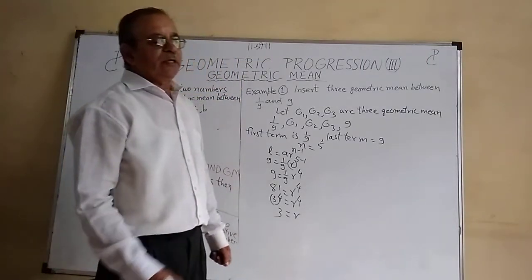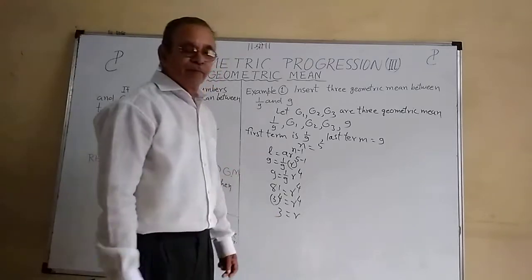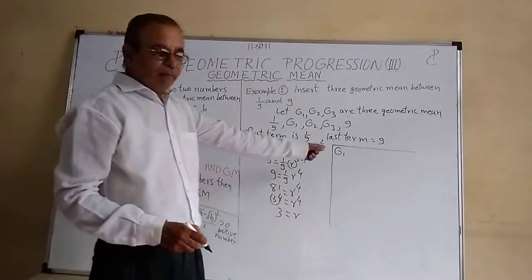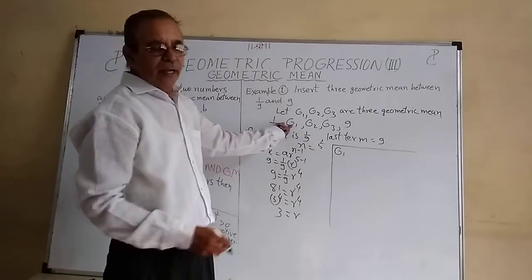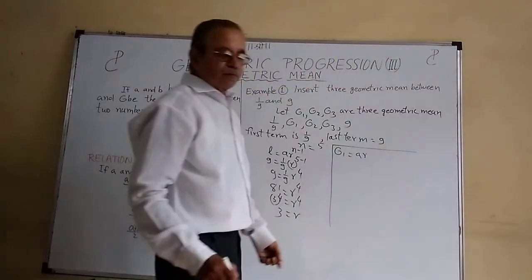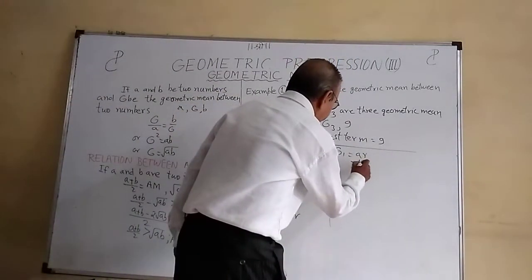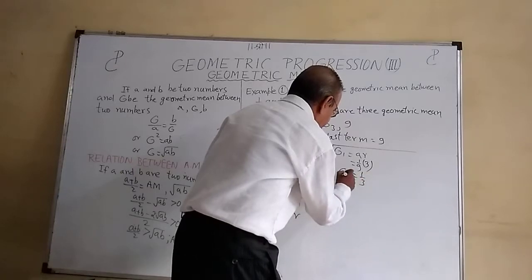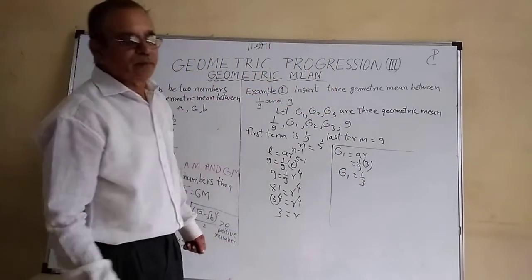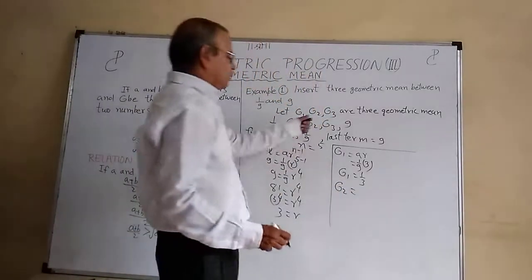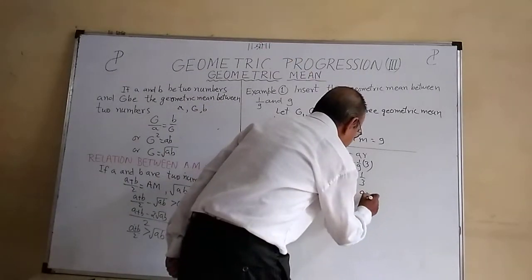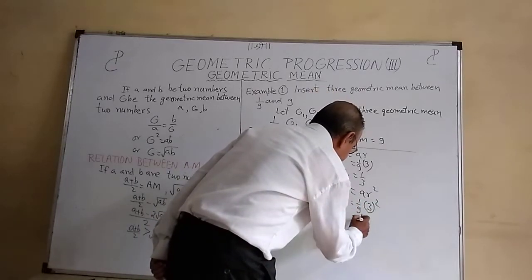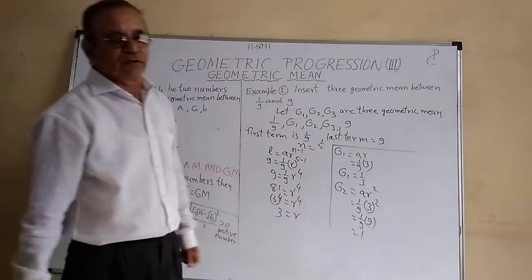So naturally, as I already discussed in the geometric mean, the r value is 3. Therefore, we can find the value of G1. The G1 value in my sequence is the second term, and that is represented by ar. The value of a is 1 by 9 and the value of r is 3. So G1 is equal to 1 by 3. What about G2? G2 is the third term and that is represented by ar square, and that is equal to 1. So G2 is 1.